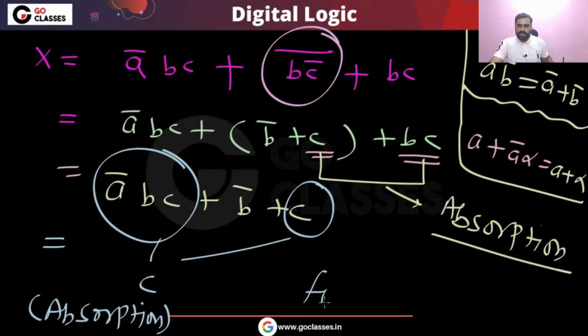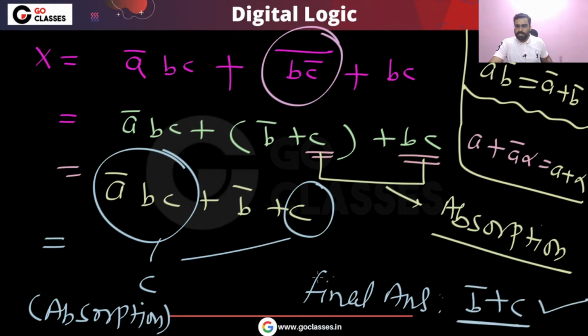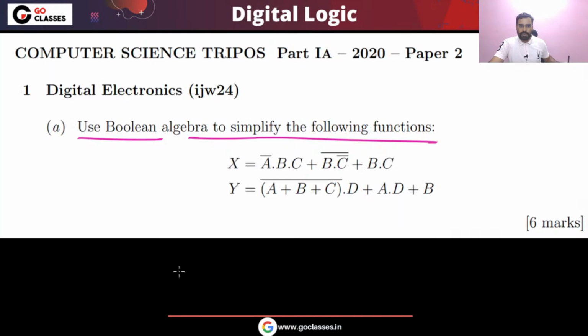So what is the final answer? The final answer will be B bar or C. This will be your final answer, B bar or C. This is a very simple question. We have done this, so the answer for this question will be B bar or C.